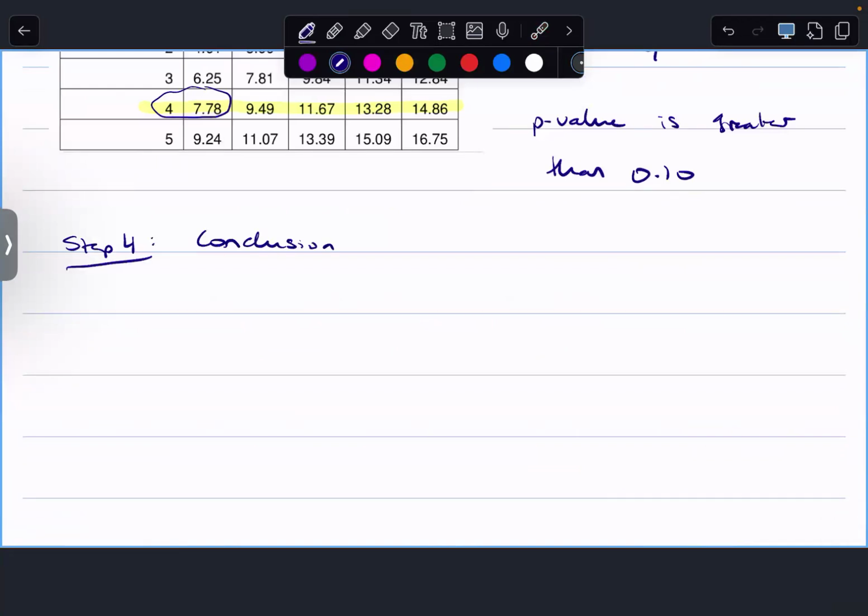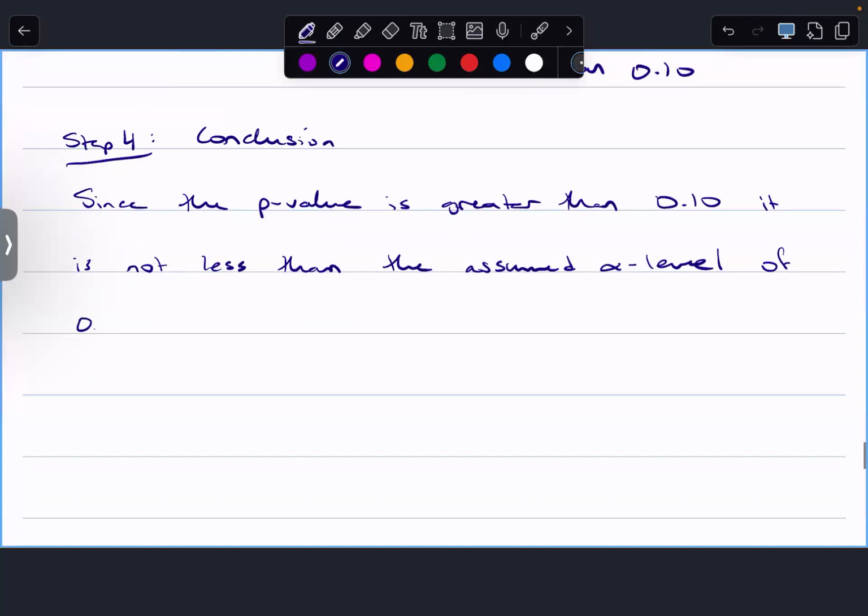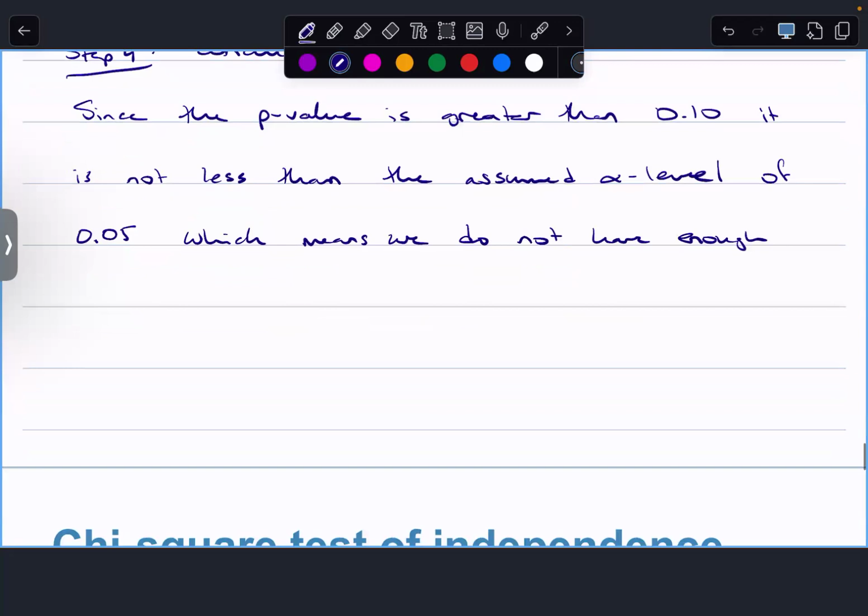Your conclusion, I'll use the p-value. Since the p-value is greater than 0.10, it is not less than the alpha level. It is not less than, I'll say, the assumed alpha level, because I don't think it said what to use, of 0.05, which means we do not have enough evidence to reject H naught, which means we do not have enough evidence to reject H naught.